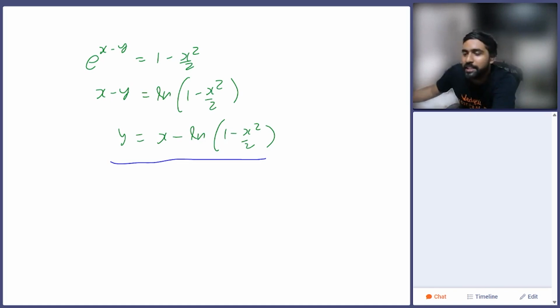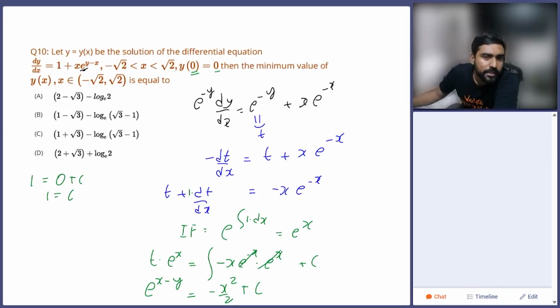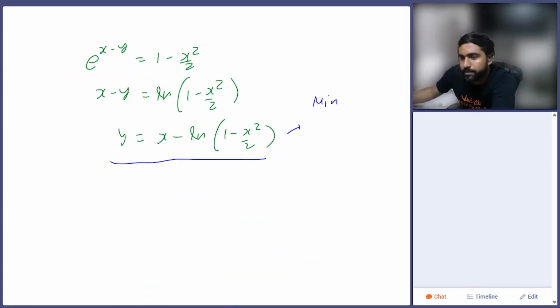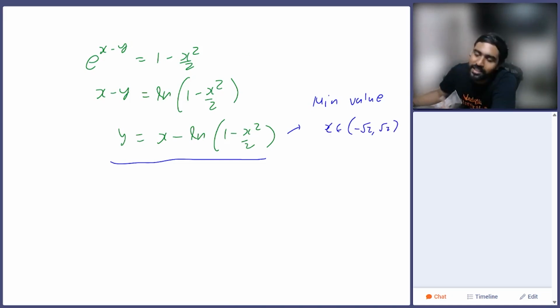Now what is the question? I need to find its minimum value. I need to find the minimum value of this expression for x belonging to minus root 2 comma root 2 over here. So what are we going to do?